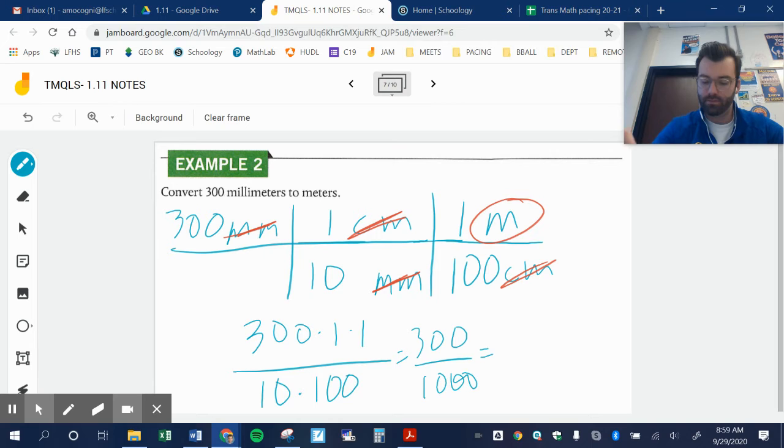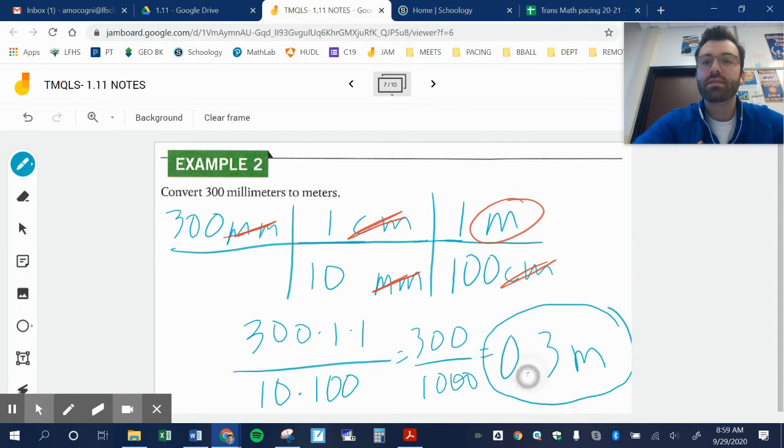Where did this example come from? Oh, example 2. Yeah. And I got 0.3 meters. That's what I got. That's what the book got. I was just making sure our answers were the same.